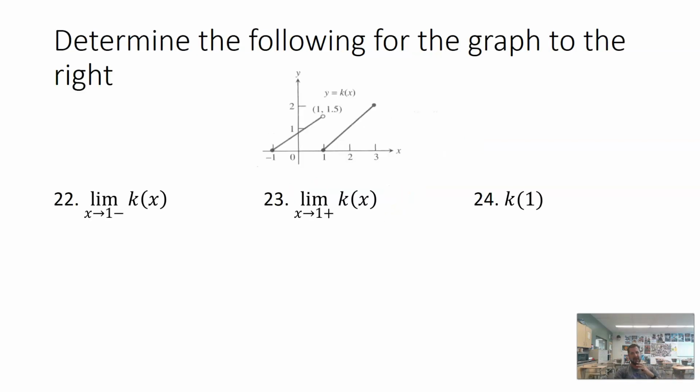Okay? Now, on this one, I've got a different graph. I need to determine each of these things. The limit as x approaches 1 from the negative side. That turns out to be 1.5, because that's the y value I'm getting really close to from this side.